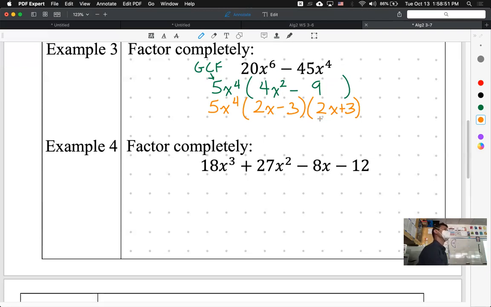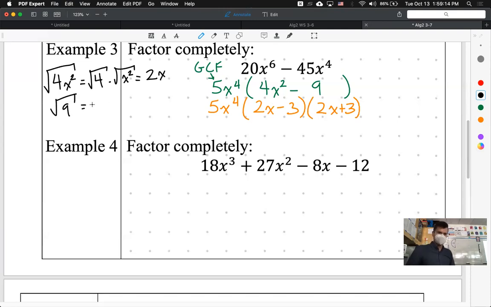Square root? Yes. So you took the square root. If I had 4x squared, you took the square root of that, which is the same thing as the square root of 4 times the square root of x squared, which is, as you clearly showed down here, 2x. So the square root of 4 is 2. The square root of x squared is x. And you took the square root of 9 as well. Square root of 9 is 3. That's where those numbers came from.